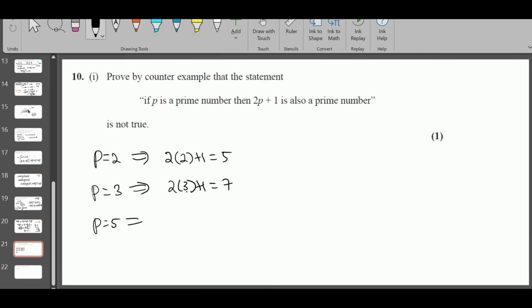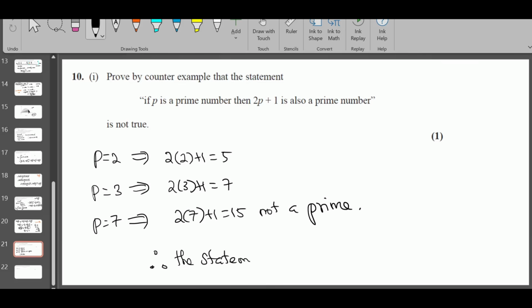So when I take 5, 2 times 5 plus 1 is 11. When I take 7, 2 times 7 is 14, plus 1 is 15. Not a prime. Therefore, write the conclusion: the statement is not true. You don't need to show all this. If you can find the number, just show this particular work.